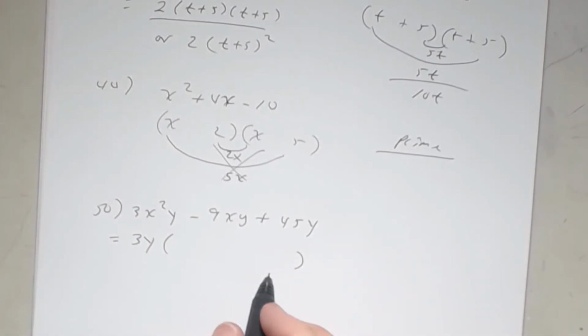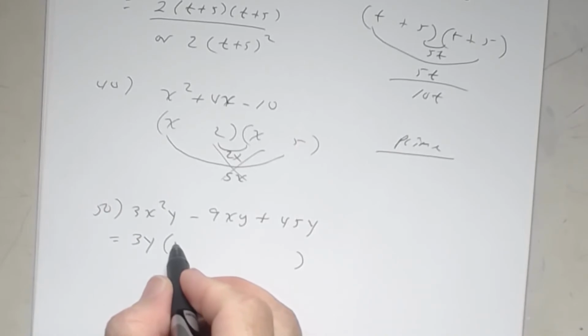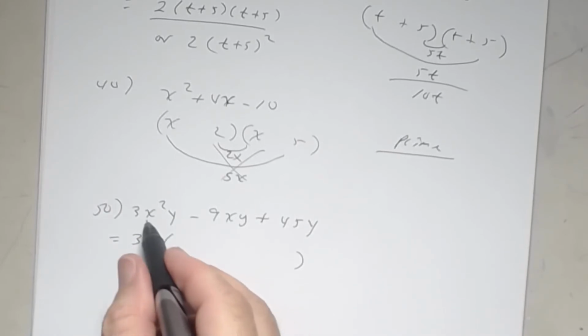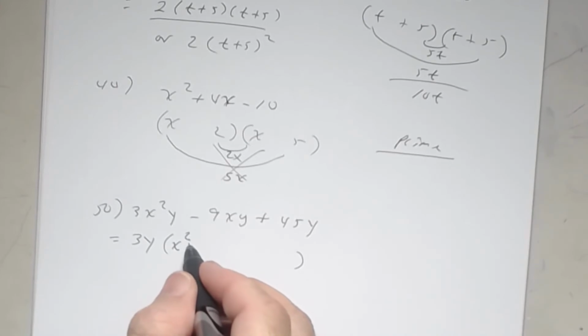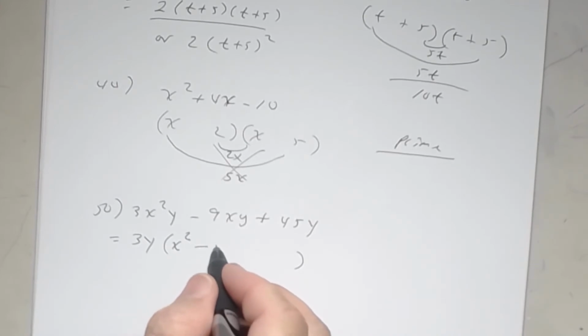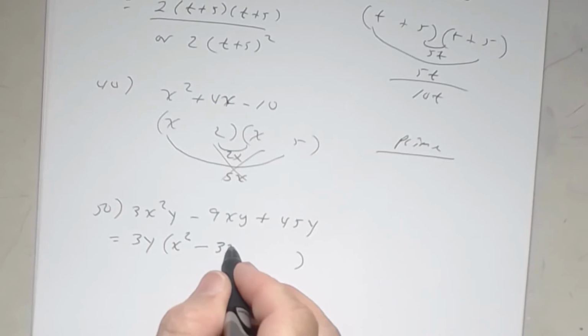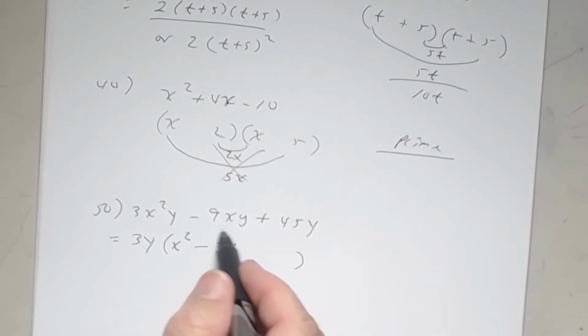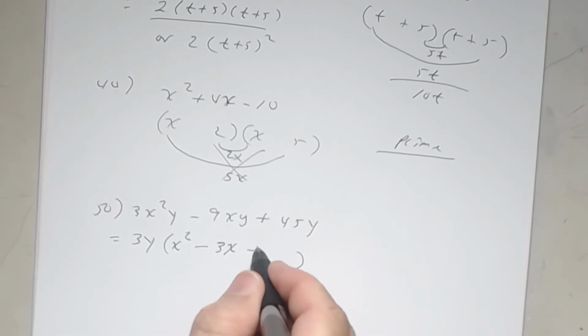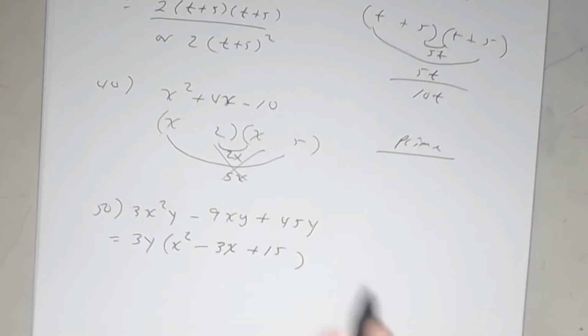Now what's that trinomial going to be, though? 3y times what is 3x squared y? x squared. Y'all agree it's x squared, right? Okay. Minus 3x, because 3y times a negative 3x is a negative 9xy. Plus 15.